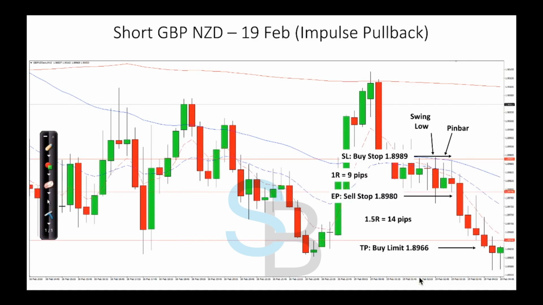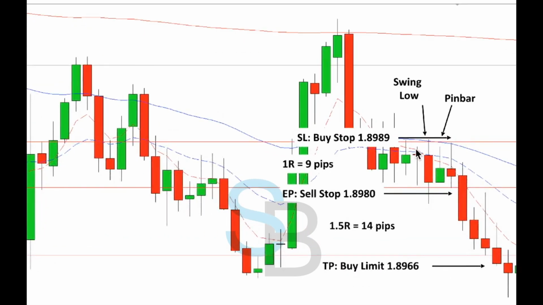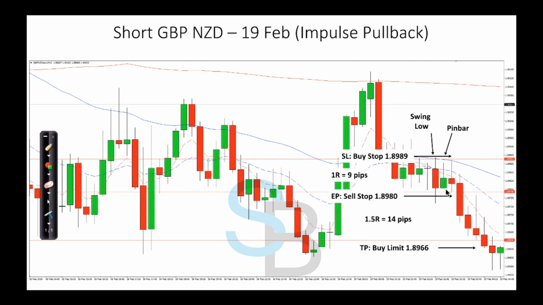Next one, 19th of February, short Pound New Zealand. Again, 6 crossing below 18 EMA. That's a swing low candle. Right after that, we have got our inside bar. The inside bar is a bearish pin bar, long upper shadow, small body, testing the moving average. So again, entry price below the candle, stop loss above the candle, 9 pips stop loss distance, profit target 14 pips away. It hits our profit target in 1, 2, 3, 4 candles.